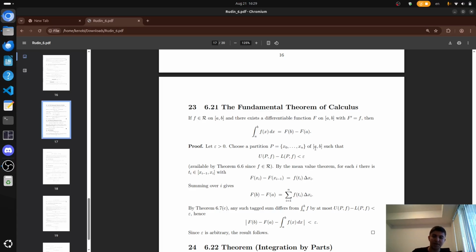So the strategy here is to use the mean value theorem and relate the sum of the differences to the sum of the derivatives, as you see here. So F(xi) minus F(x(i-1)) is equal to f(ti) delta xi. Summing over i's gives us that F(b) minus F(a) is equal to the sum of f(ti) delta xi. By theorem 6.17, any such tagged sum differs from the integral of f over [a,b] by at most U(P,f) minus L(P,f), which is less than epsilon. Hence, this thing over here is less than epsilon.